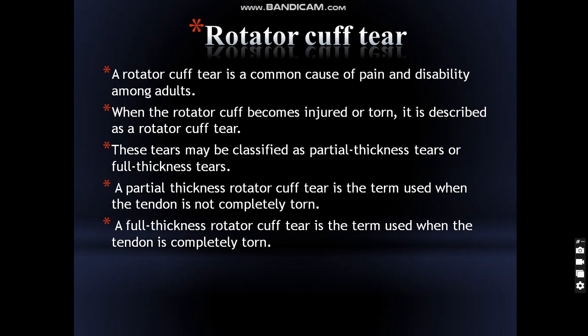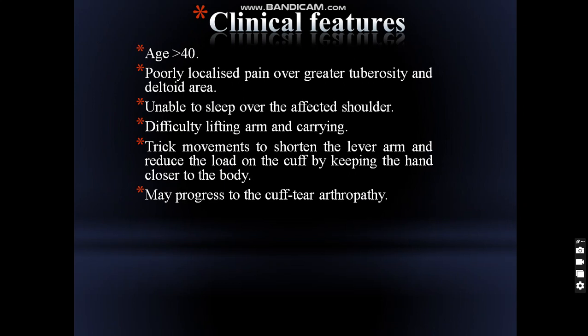Rotator cuff tear. A rotator cuff tear is a common cause of pain and disability among adults. When the rotator cuff becomes injured or torn, it is described as a rotator cuff tear. These tears may be classified as partial thickness tears or full thickness tears. A partial thickness tear is the term used when the tendon is not completely torn. A full thickness rotator cuff tear is the term used when the tendon is completely torn.